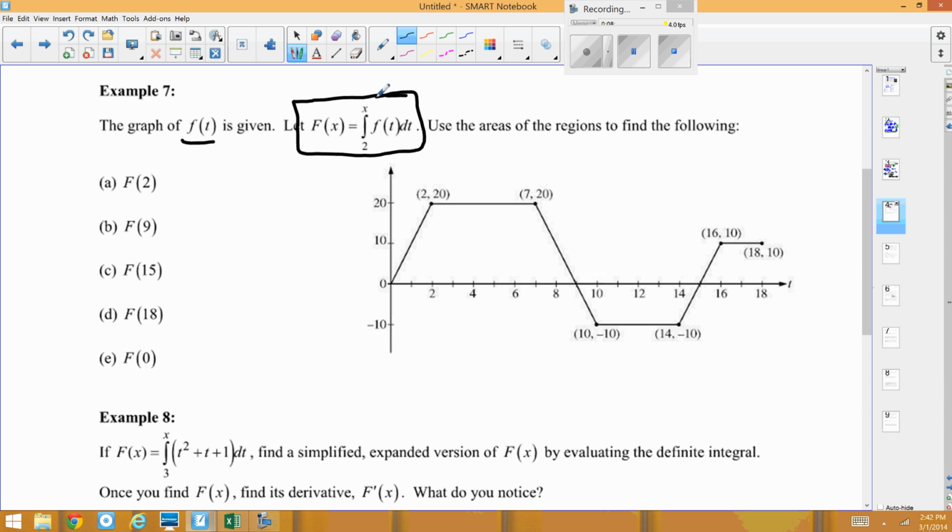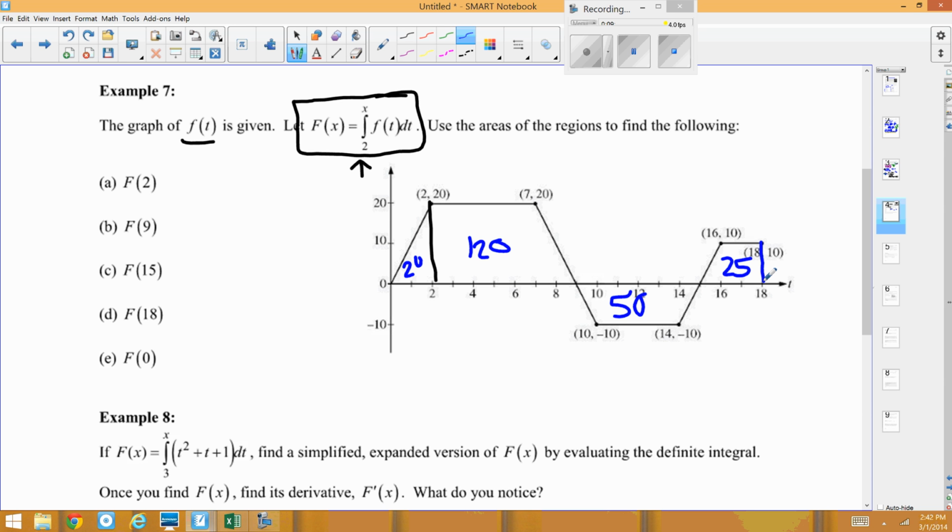Since we're going to have to find areas of the region, and I see that the lower bound is 2, I'm going to go ahead and find all these areas, because it's going to save some time later on. So I'm going to write them in. If you don't understand how to get the area of that first triangle, or this trapezoid, or this trapezoid, or this one, just ask in class. I can help you find those areas if you need to.